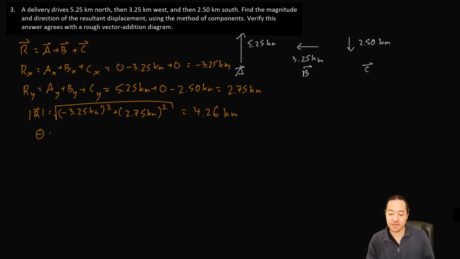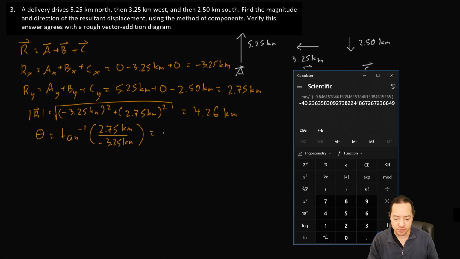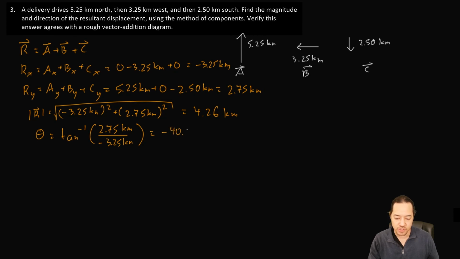And finally, theta is going to be the inverse tangent of r sub y over r sub x, so 2.75 all over negative 3.25. So let's do this. We've got 2.75 divided by 3.25, but that's negative. And now we can take the inverse tangent and we get negative 40.2 degrees. Now, does this make sense?